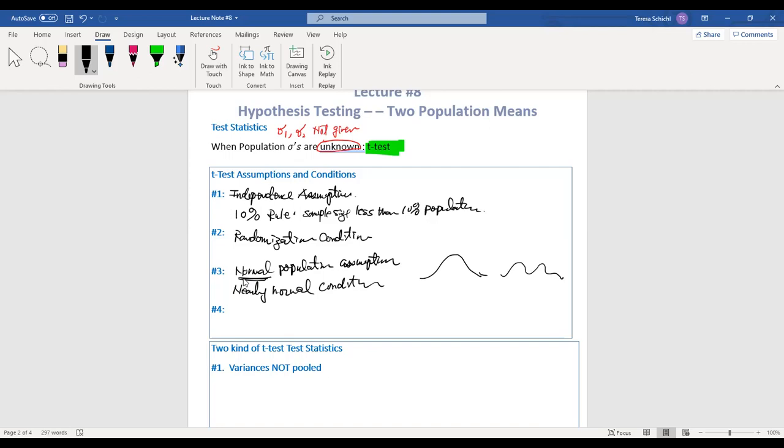Then the next thing is we need to have the independent group assumption.